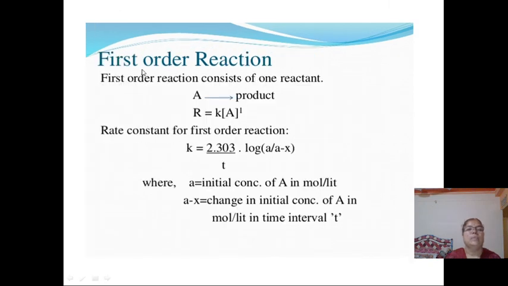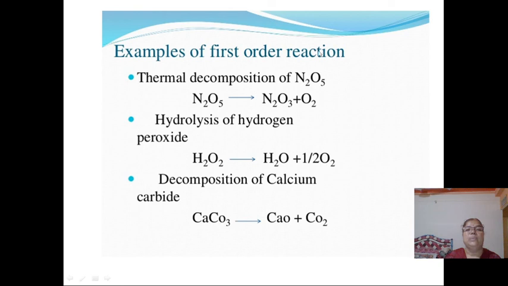Then the first order reaction, that means the rate of this reaction depends only on the concentration of a single reactant. All such reactions are called first order reactions. Then the examples of first order reaction. Here N2O5 gives N2O3 plus O2 molecule. Then hydrolysis of hydrogen peroxide, we have here H2O2 gives H2O plus 1/2 O2.